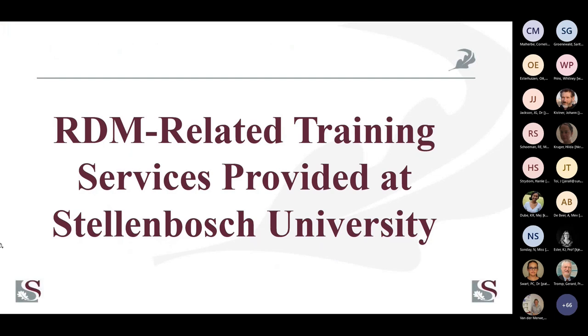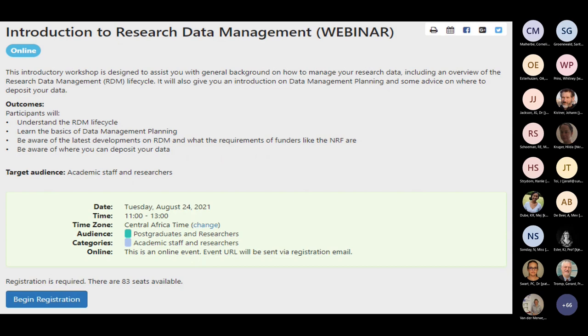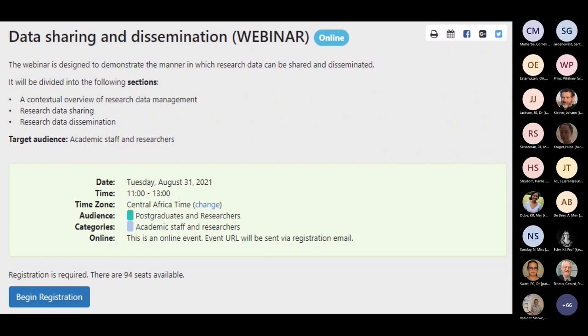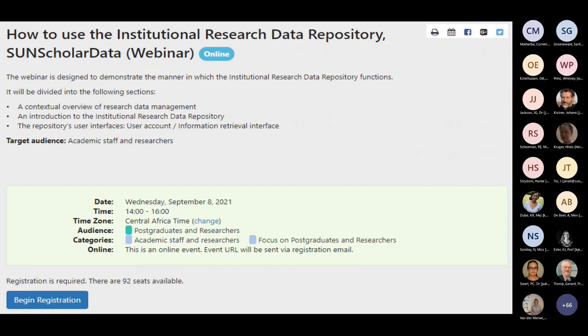I just want to go quickly through the RDM related training services provided at the university. The focus here will be on the training that has been provided by the library. The first one will be the introduction to RDM, which covers the research data management lifecycle and impacts it, and also covers some of these tools that I've just discussed. The second training session is on data sharing and dissemination. This unpacks the data sharing and dissemination stage of the RDM lifecycle. The third training session focuses more on using Stellenbosch University's institutional research data repository in order to disseminate research data. So it's a practical session on how to use SunScholar Data.